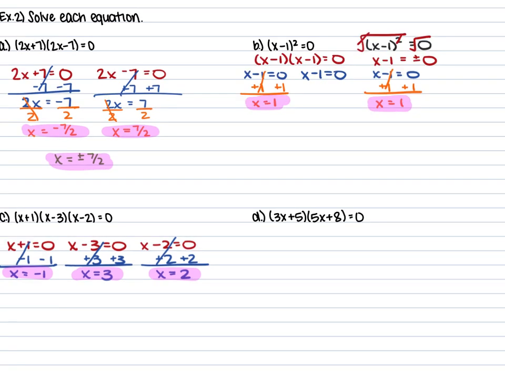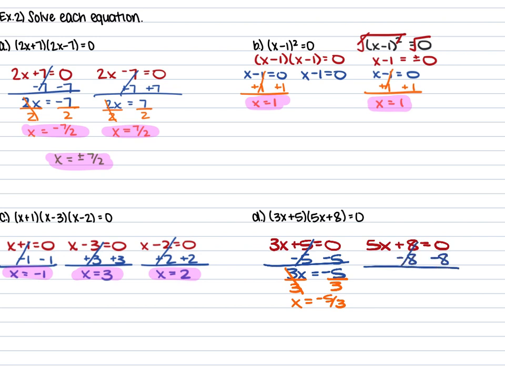For example D, we have 3x plus 5 times 5x plus 8 is equal to 0. So we're going to separate this and do 3x plus 5 is equal to 0, as well as 5x plus 8 is equal to 0. For 3x plus 5 is equal to 0, we're going to subtract the 5 from each side. We have 3x is equal to negative 5. Then we just divide each side by the 3, and we get that x is equal to negative 5 over 3. For 5x plus 8 is equal to 0, we're going to subtract the 8 from each side. We get 5x is equal to negative 8. Then we divide each side by the 5, and we get that x is equal to negative 8 over 5. So x is equal to negative 5 over 3, and x is equal to negative 8 over 5 are our solutions.